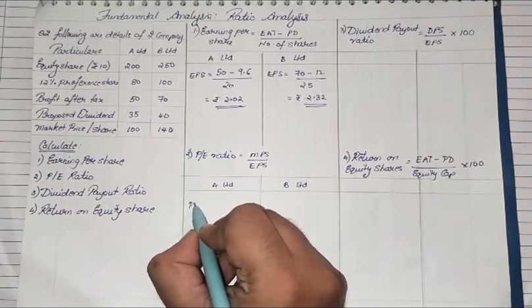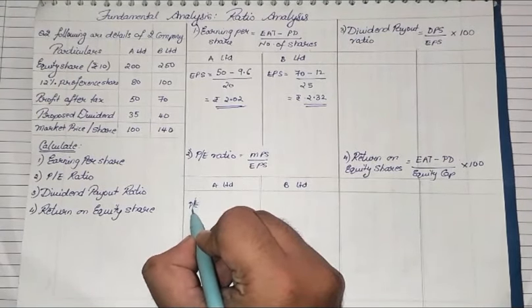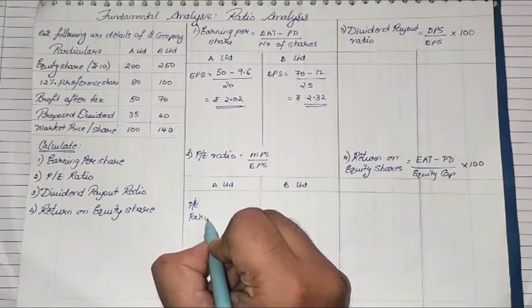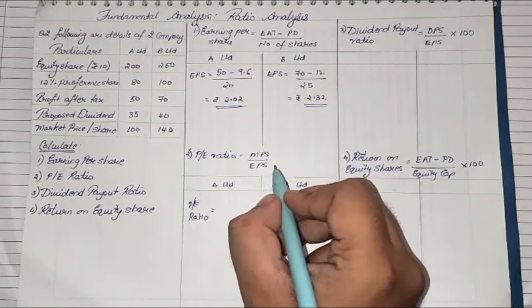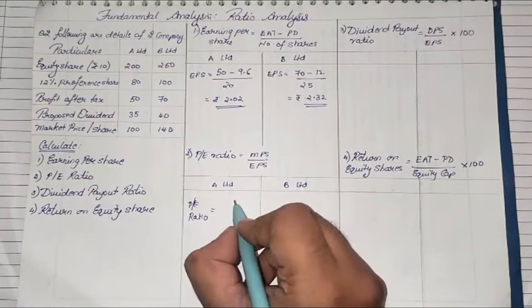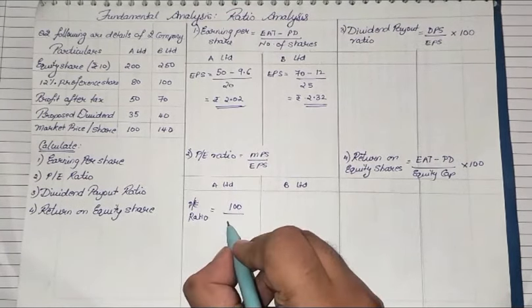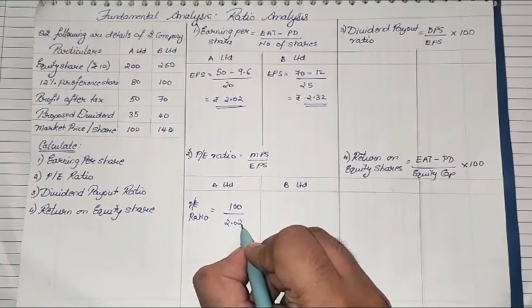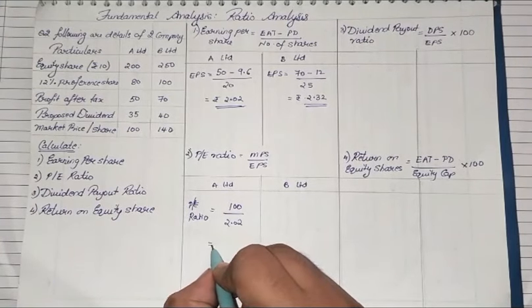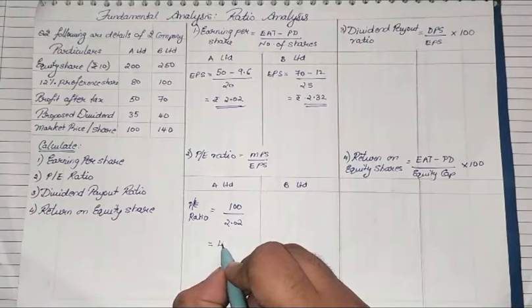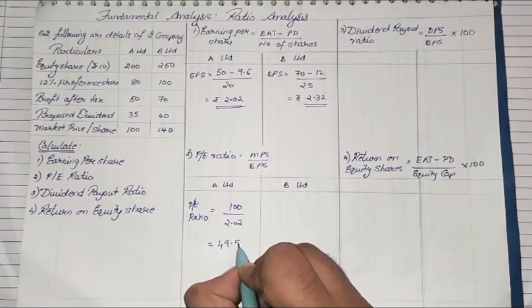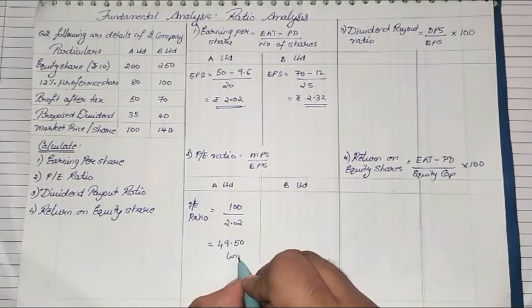So the PE ratio for A Limited will be the market price of the share, which is given as 100, upon EPS, which you have already found, 2.02. You divide and we get the price earning ratio, which is approximately 49.50 times.